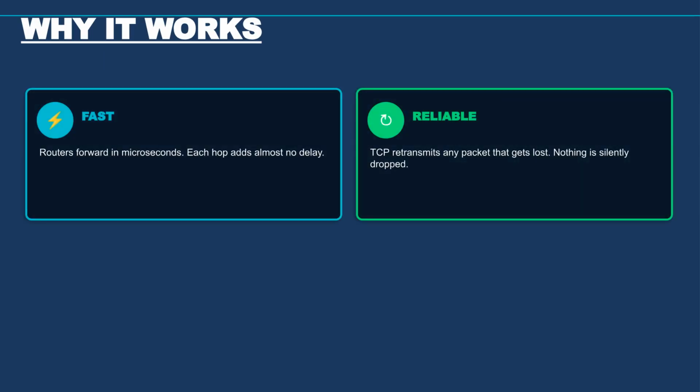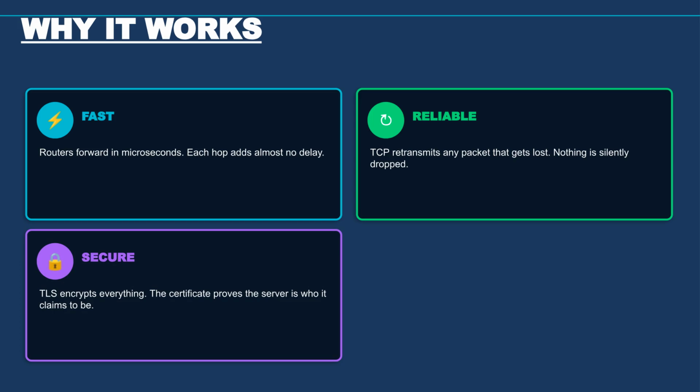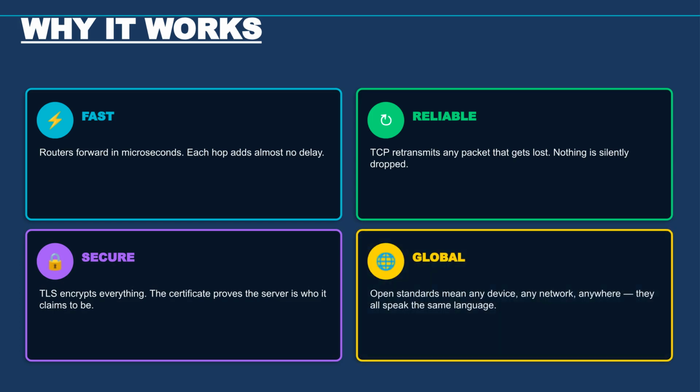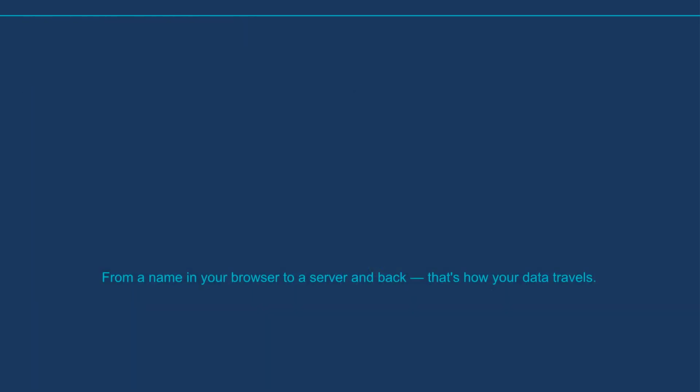The internet works because it is fast and reliable. TCP retransmits lost packets, and routers forward data in microseconds. It's secure due to TLS encryption, and it's global thanks to open standards. From a name in your browser to a server and back, that's how your data travels.